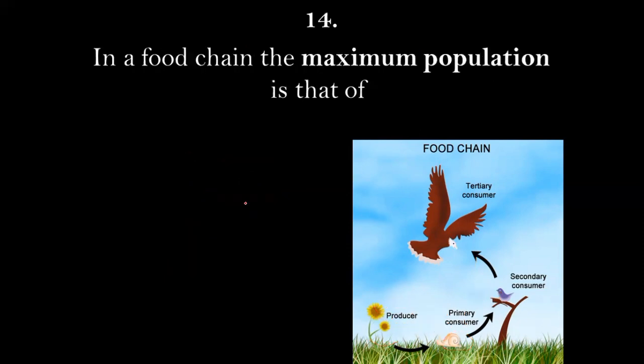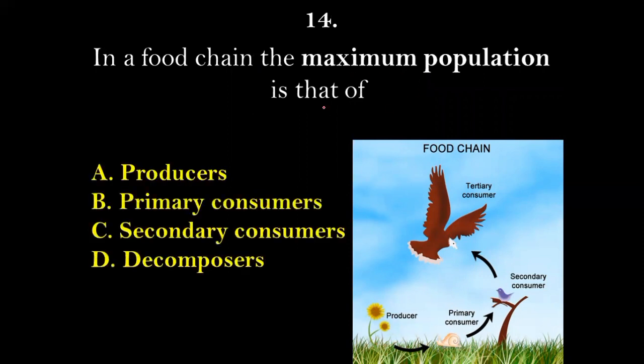Next, question number 14. In a food chain, again, the maximum population is that of producers, primary consumers, secondary consumers, or the decomposers. So as you can see from this picture image here, in a food chain, the maximum population is that of the green grass, because as you can see from the screen itself, we have a lot of green grasses or green vegetables, or the producers that produce their own food. So basically, definitely, in a food chain, the maximum population will be that of the producers. So the right answer for this will be option number A, that is producers.